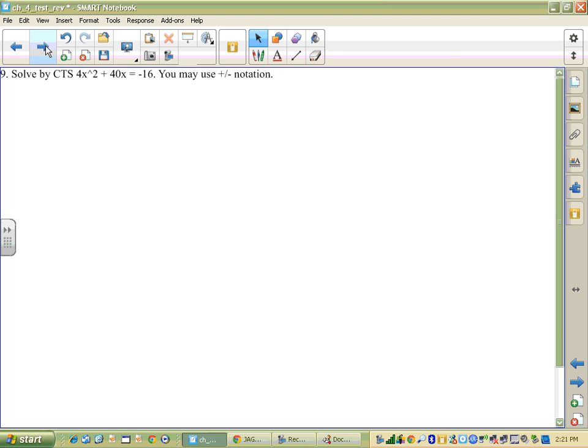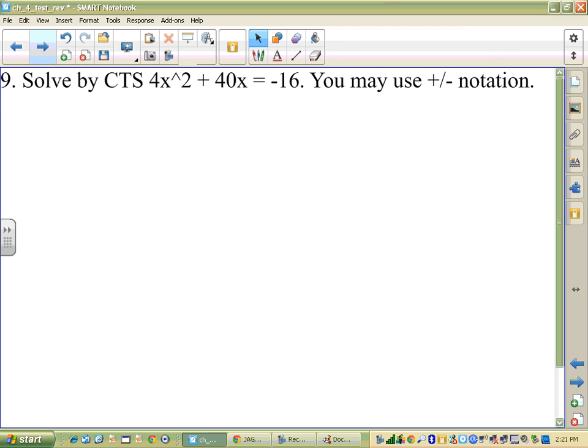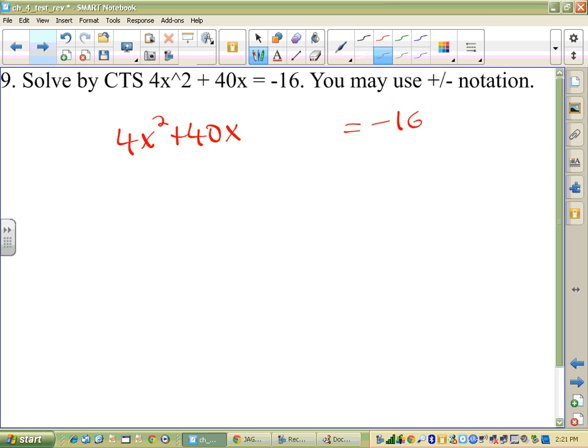So that's the first day. Day 2. Solve by completing the square. 4x squared plus 40x equals negative 16. I divided everything by the greatest common factor of 4. The 4 becomes irrelevant to solving this, but I do need to divide that out to complete the square.